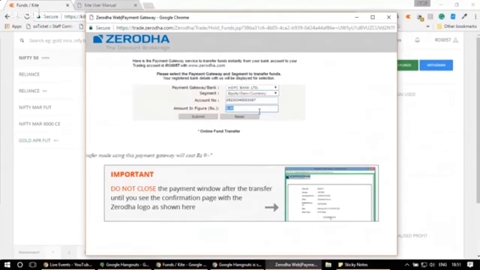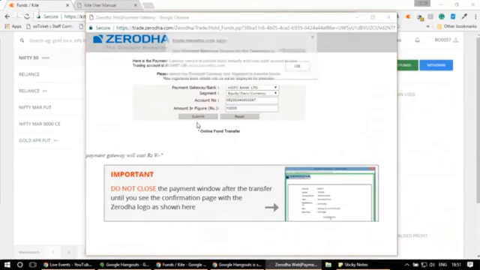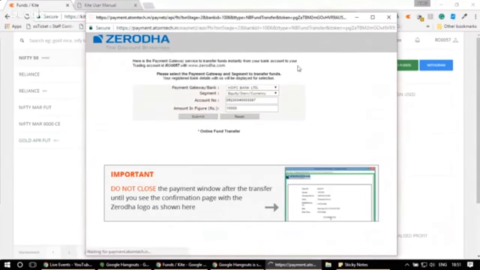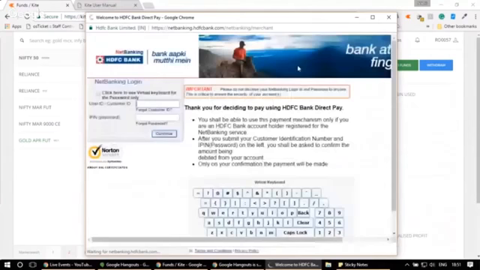Right? Let's say I want to transfer 10,000 rupees. I type in that number here and I click on submit. It gives me a pop-up that shows that this is the merchant reference number, and I click OK. It now takes me to the net banking page for my bank, in this case HDFC Bank. Over here I would have to enter my user ID and my password for the HDFC net banking and confirm the transfer.